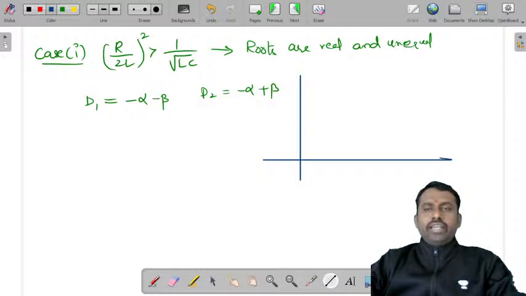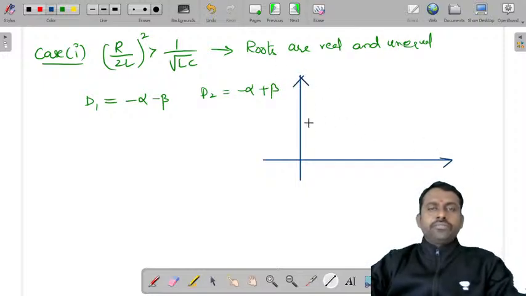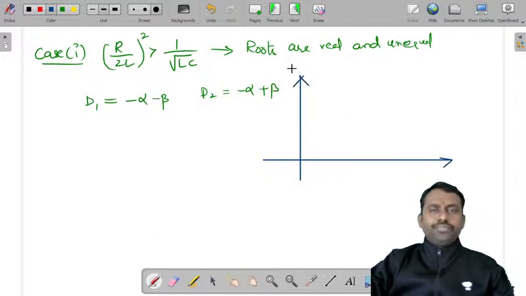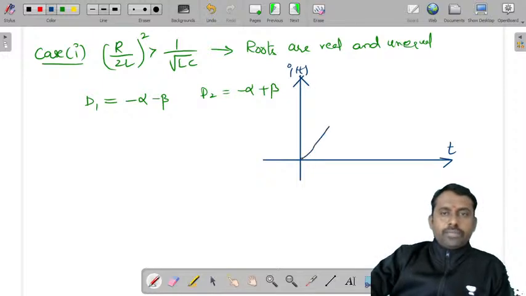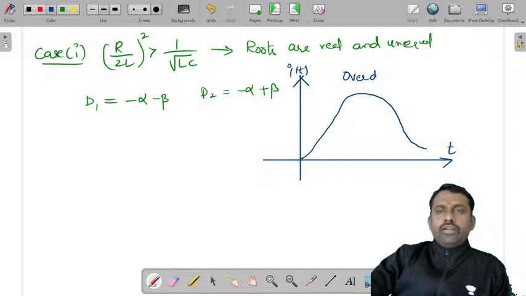Or when, what is i(t)? So i(t) versus t will be an overdamped response like this. This is an overdamped response.